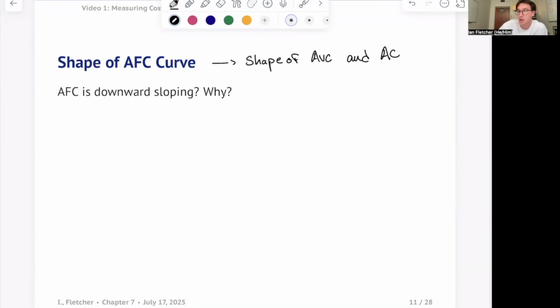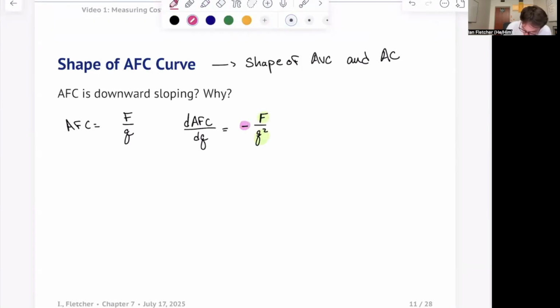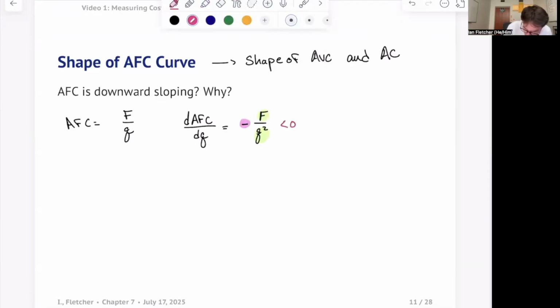So if we recall, AFC was equal to our fixed costs over Q. Well, if we take the slope, the derivative with respect to Q, then we're going to get negative F over Q squared, which, because F and Q are always going to be positive, and this is negative, means that we are going to be less than 0.